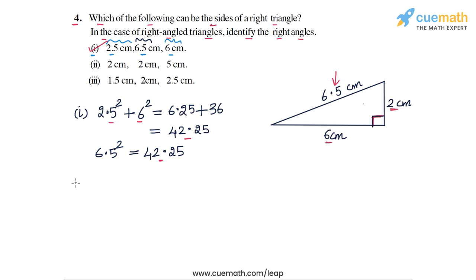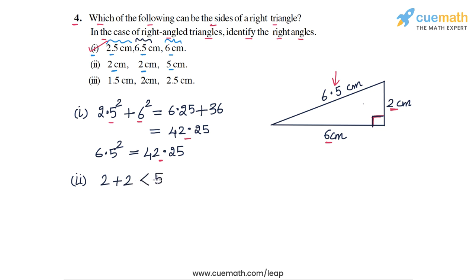Okay, now let's come to part 2. In part 2, the 3 lengths given to us are 2 centimeters, 2 centimeters and 5 centimeters. Now, even before we check whether these satisfy the Pythagoras theorem, we can observe that the smaller 2 lengths are 2 centimeter and 2 centimeter, and if we take their sum, 2 plus 2, this is less than the third length, which is 5. So 2 plus 2 is less than 5.